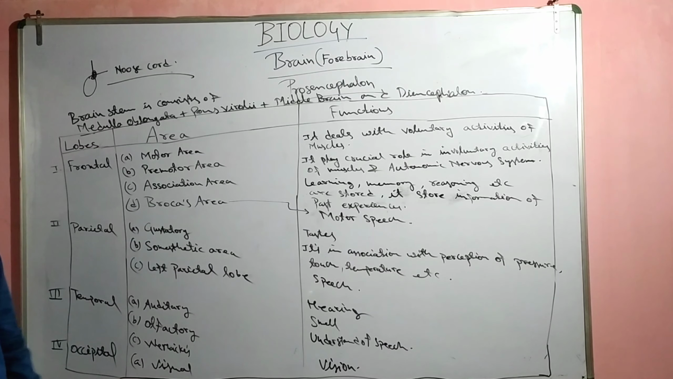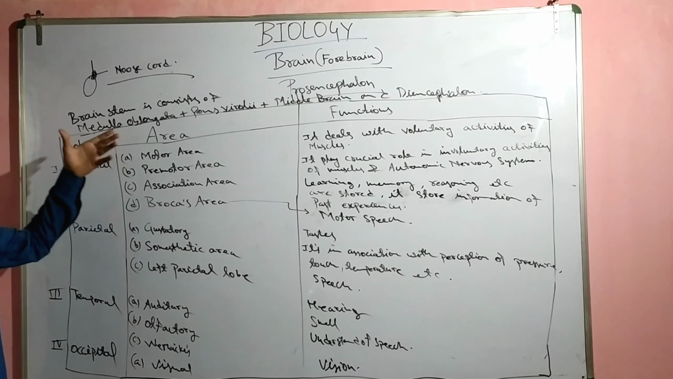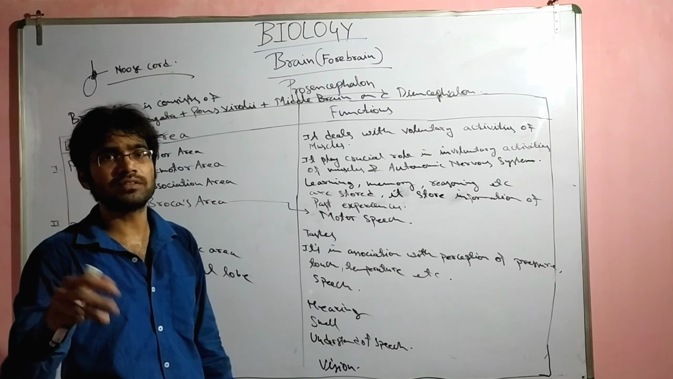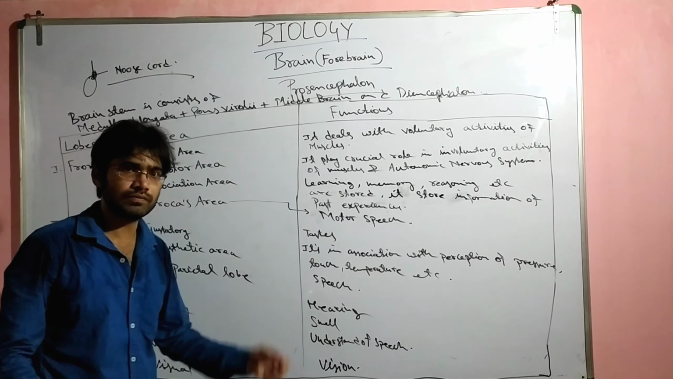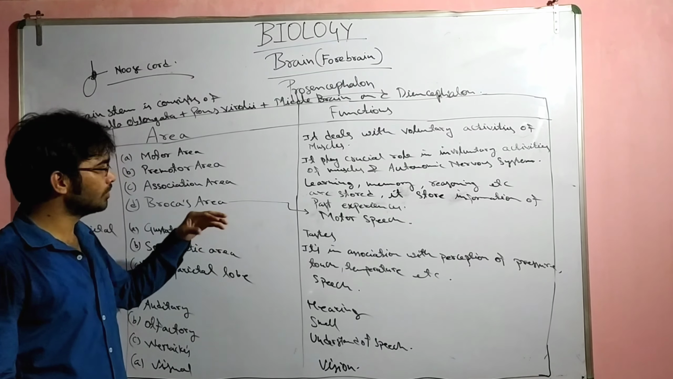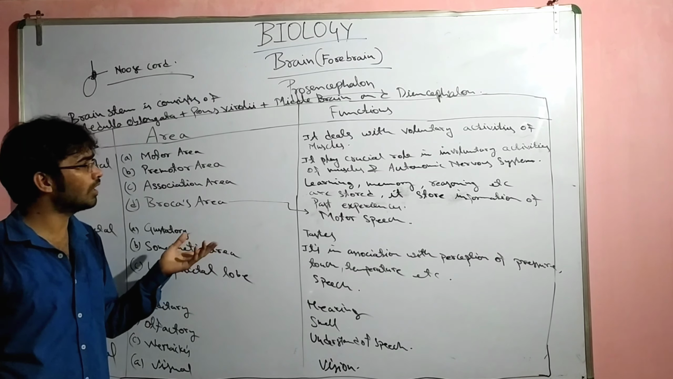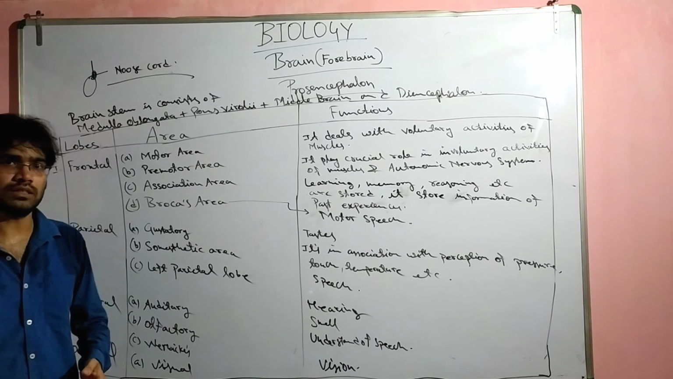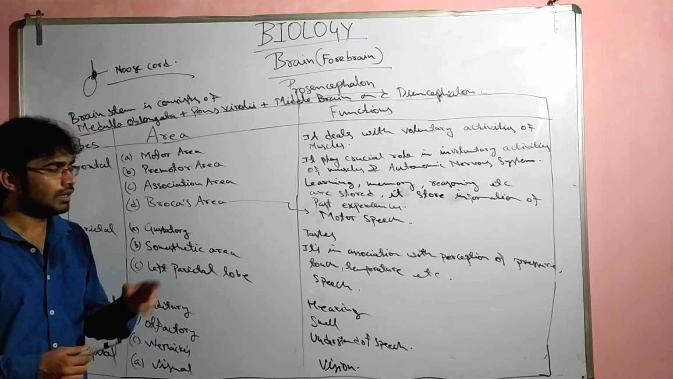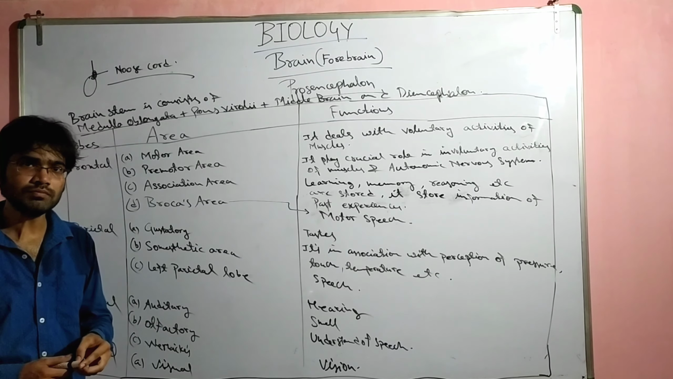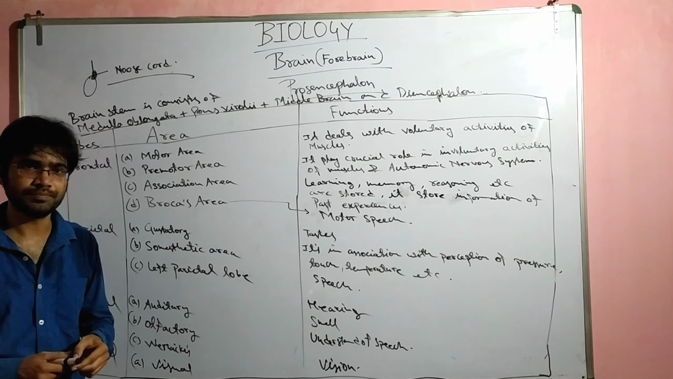So it's all about the forebrain, and the question was related with hanging, why prisoners die instantly after hanging. I hope all the terms are clear. In my next video, I will discuss the ventricles of the brain and the spinal cord.